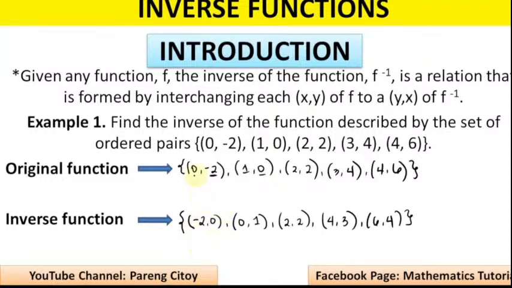We just reverse the coordinates of x and y. So this one, 0, negative 2, the inverse is negative 2 and 0. This one, 1 and 0, so this one, 0 and 1. Okay? And so forth. Just reverse the values of x and y to y and x.